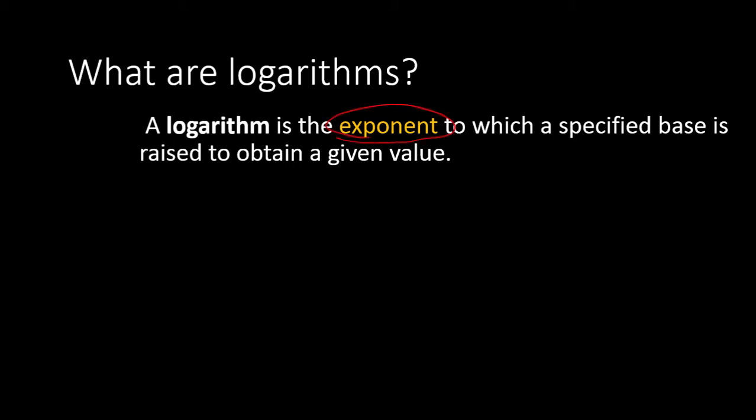In fact, it's the exponent to which a specified base is raised to obtain a given value. So it's the exponent 6, to which a specific base 2 is raised to obtain a given value. In this case, that given value is x. So they're saying if you take 2 and raise it to the 6th, you'll get x.